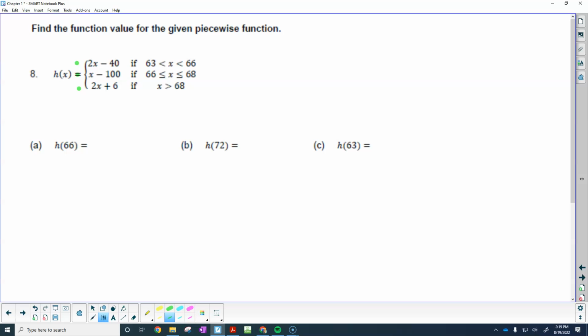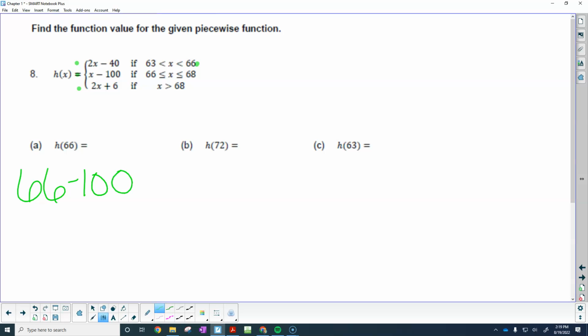Which function does that go to? The top, the middle, or the bottom? That's right. It is the middle. How come it's not this one? That has a 66. That's right. It's not part equal. So we're going to drop a 66 in right here every time we see the letter X, which is just once. So this is going to be 66 minus 100.